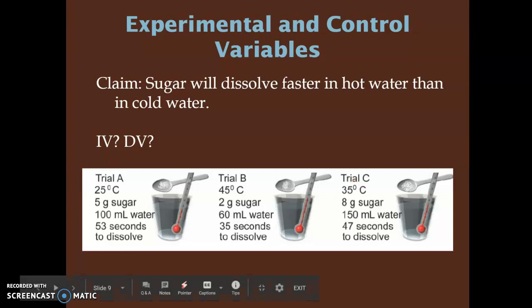Trial A, B, and C. And here I have 25 degrees Celsius as the temperature of water in A, 45 degrees Celsius in B, and 35 degrees Celsius in C. And then I have the sugar: 5 grams in A, 2 grams in B, and 8 grams in C.